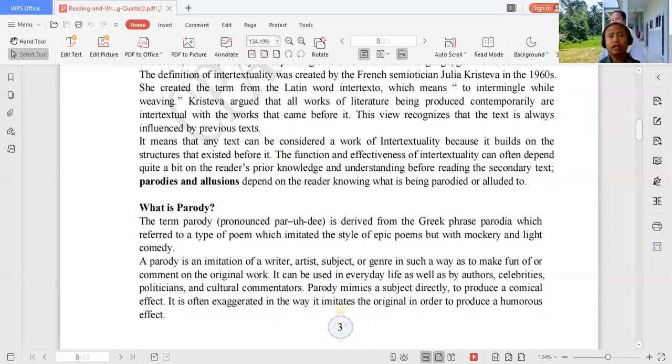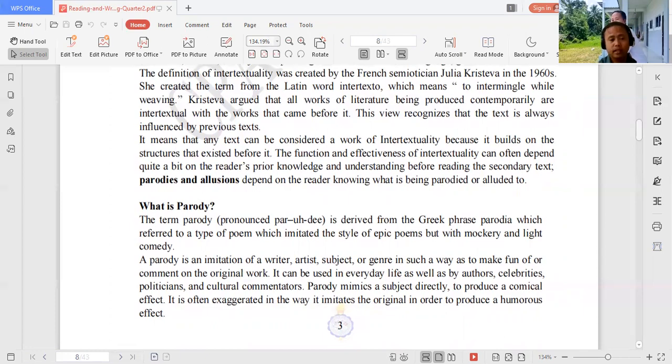For example, in GMA or in the world of media, we have lots of parodies, right? One of the main purposes of this is to make the audience laugh, because they can earn money from that.